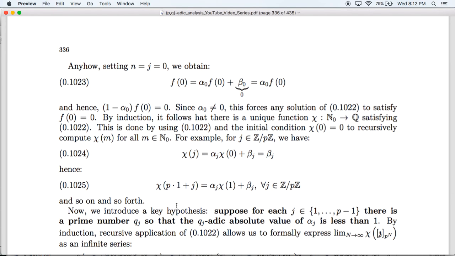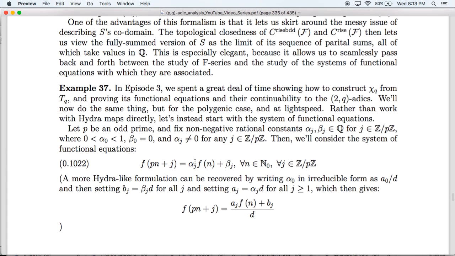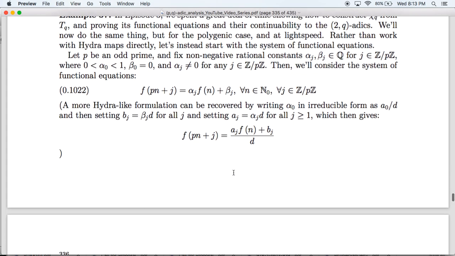Now we're going to introduce the key hypothesis. Suppose that for each j from 1 to p minus 1, there is a prime number q j, so that the q j-adic absolute value of alpha j is less than 1. In other words, what we're saying is for each j, there is some prime so that the map x gets sent to alpha j x plus beta j is a contracting map in the q j-adic topology.